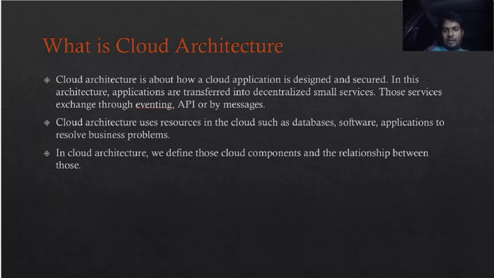Cloud architecture is about how a cloud application is designed and secured. In this architecture, the applications are decentralized. The services communicate through eventing, APIs, or messages. Cloud architecture uses resources in the cloud, such as databases and software applications, to resolve many business problems. In cloud architecture, we define those cloud components and the relationship between them.